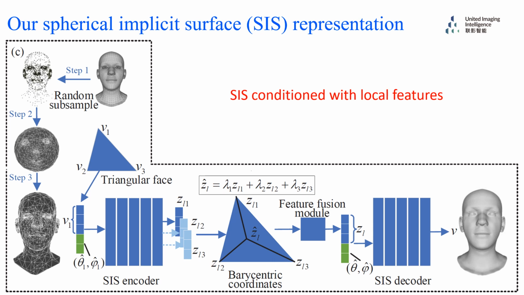Based on barycentric coordinates, we can fuse each triangular face's features to any vertex point, and then feed the fused local features with the 2D spherical coordinates, and finally predict the xyz of any surface point.